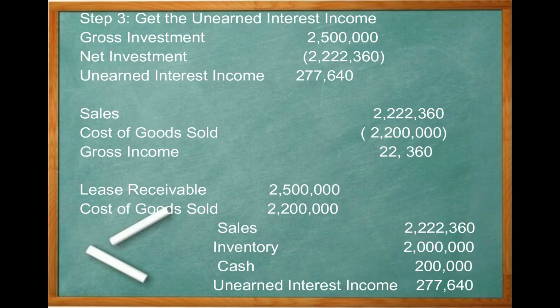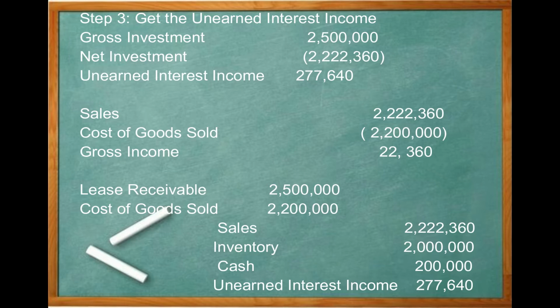To get the gross profit, sales minus cost of goods sold, 2,222,360, which is yung ating net investment, minus the cost of goods sold na 2,200,000 equals 22,360. After that, pwede na tayo mag-journal entry.